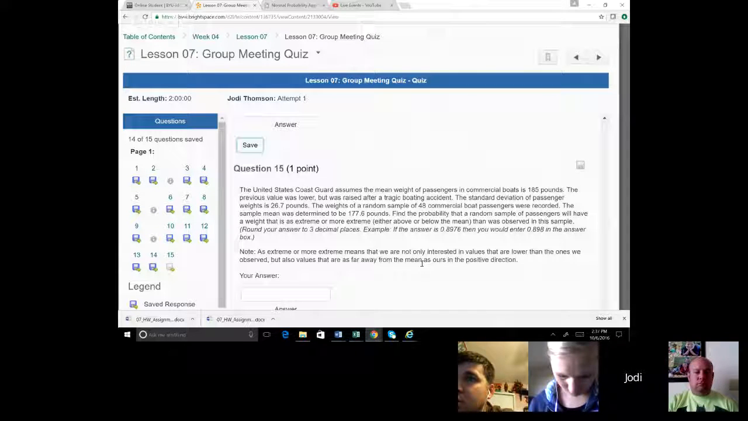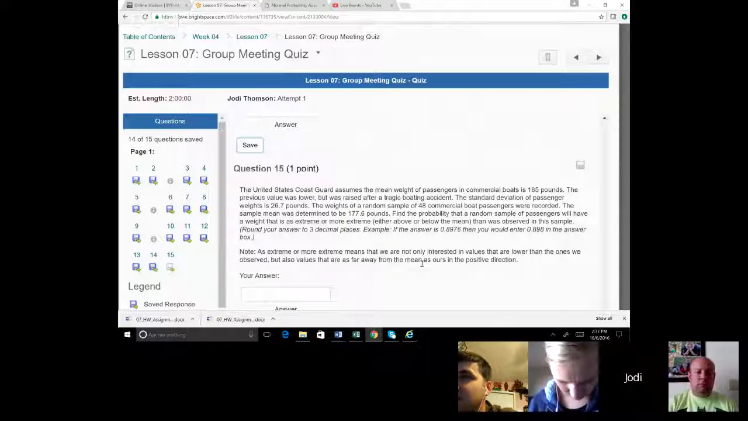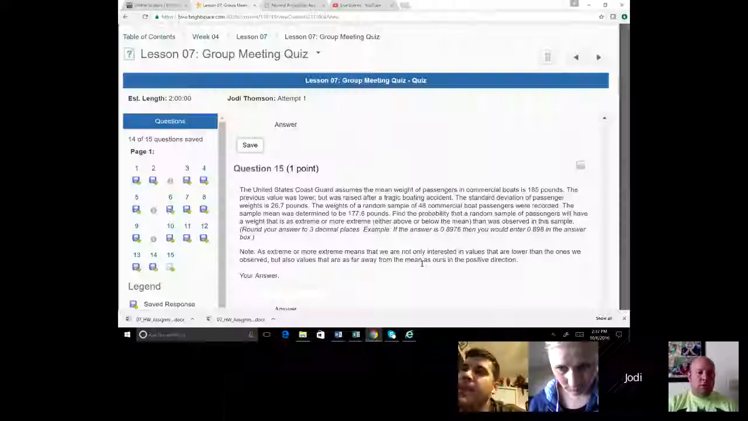Okay, I don't even understand that. I know. So they want us to figure out what it is for 177.6. Yes. And then when they say extreme, that would be heavier. Is it two standard deviations that they call extreme, or 3? It looks like they want above and below. So it says either above or below the mean. But it means a specific number.